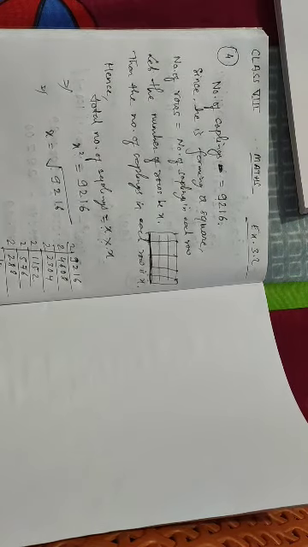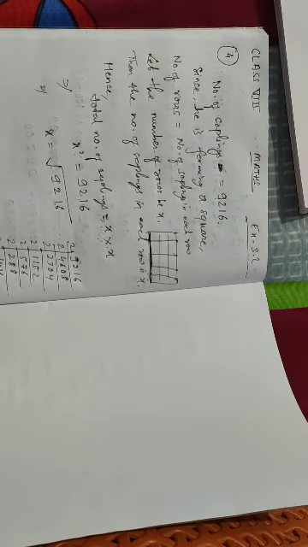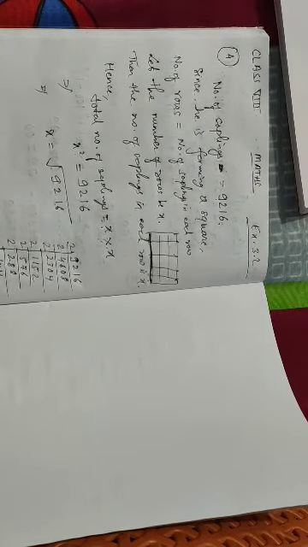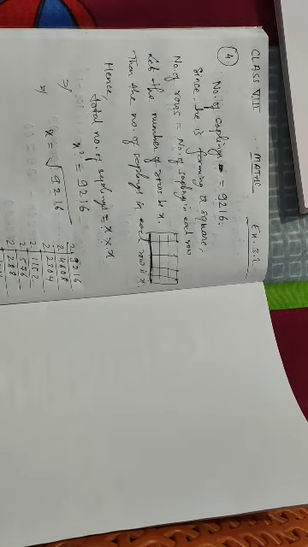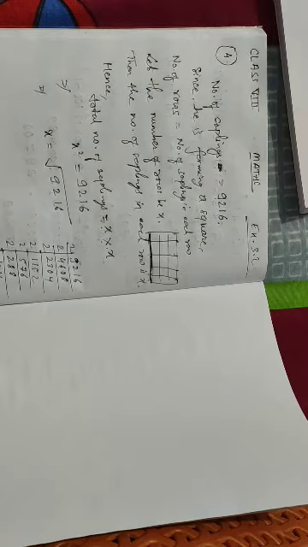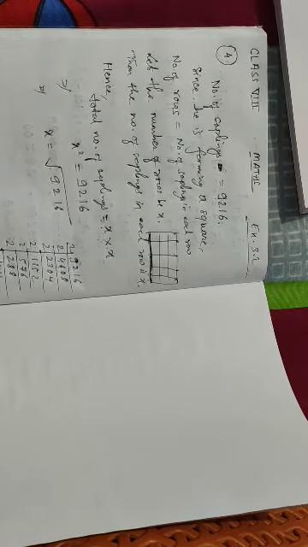Again with 2, 144. Again with 2, how much? It will be 72. Again with 2 it will be 36, isn't it? So again with 2 it will be 18. Again with 2 it will be 9. Again now with 3, 3 3 is 9, 3 1 is 3.